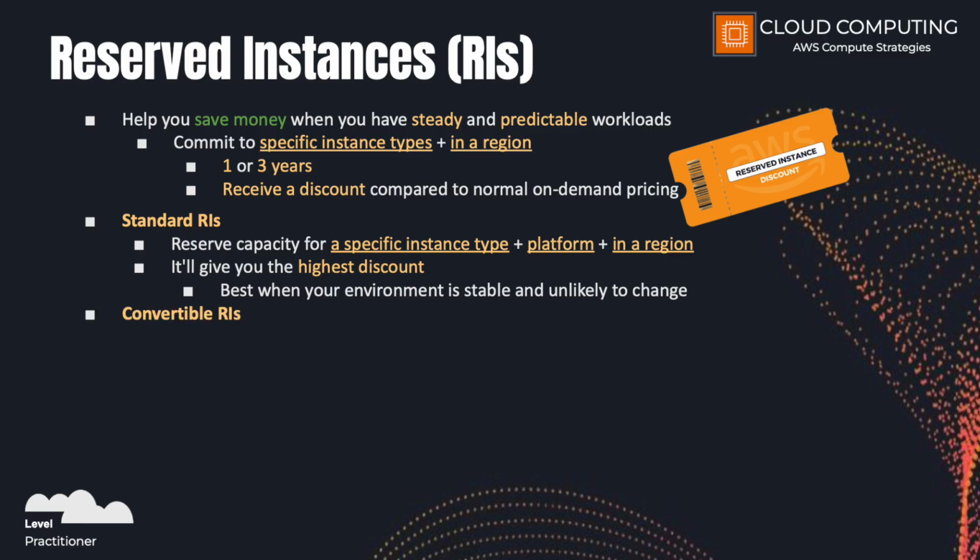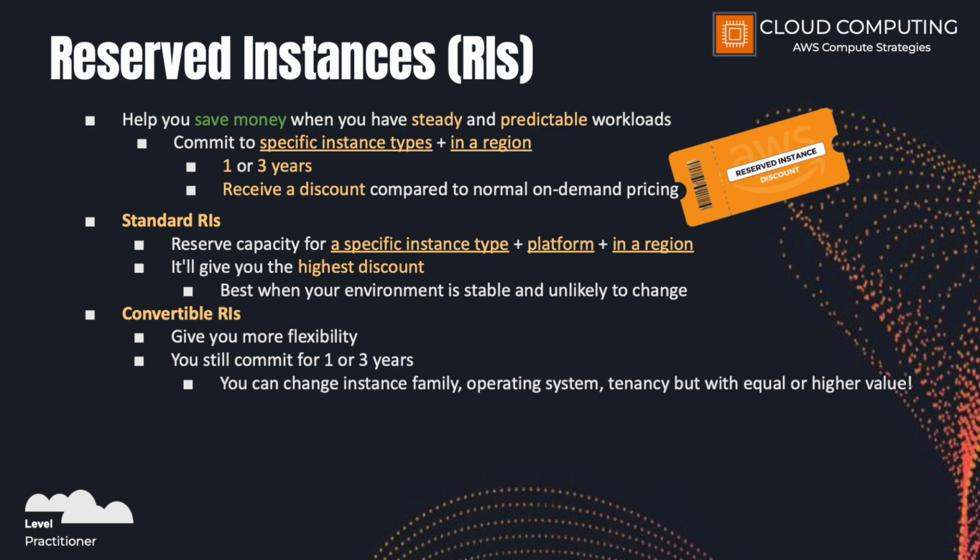The second one is convertible RIs. Convertible RIs give you more flexibility. You still commit for 1 or 3 years, but you can change the instance family, operating system, or tenancy later as long as the new option has equal or higher value. This is useful when you know you'll need compute for the long term, but you're not fully sure which exact instance type you'll use. The third one is scheduled RIs.